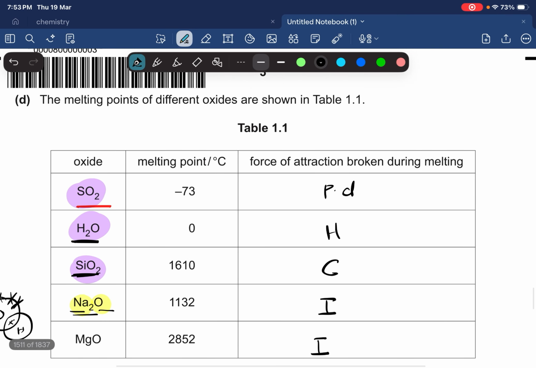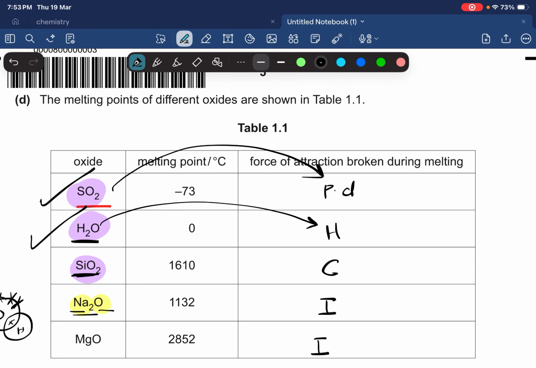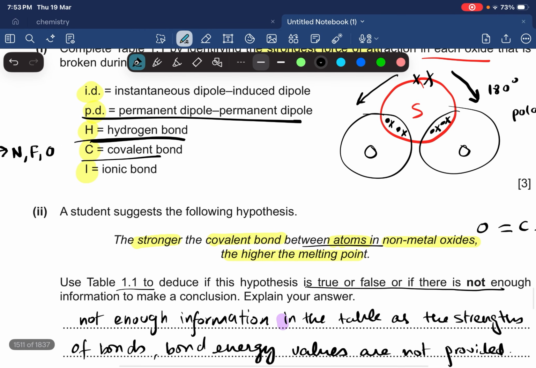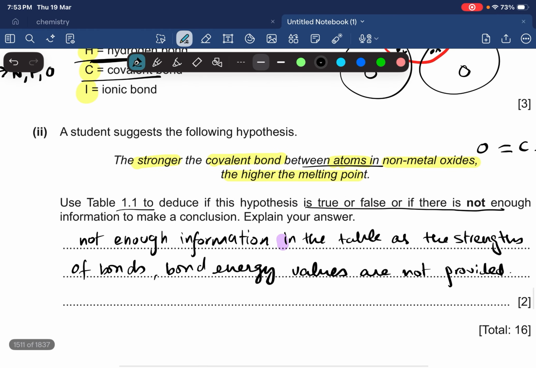When you're melting SO2 and water, you're not actually breaking the covalent bond. You're breaking permanent dipoles here and hydrogen bonding here. Only for SiO2 you're breaking covalent bonds. Whereas the hypothesis suggests the stronger the covalent bond between atoms in non-metal oxides, the higher the melting points.